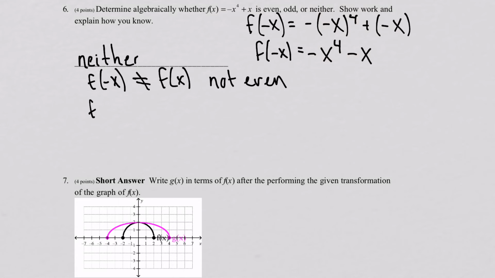And also, f of -x does not equal negative f of x. Meaning that when I replaced x with -x, I didn't get back the exact opposite. So not odd. That's basically what we did. We checked f of negative x to see if it would give me back the same thing, and it didn't, so it's not even. We checked to see if it gave me back the exact opposite, and it didn't, so it's not odd. It has to be neither.